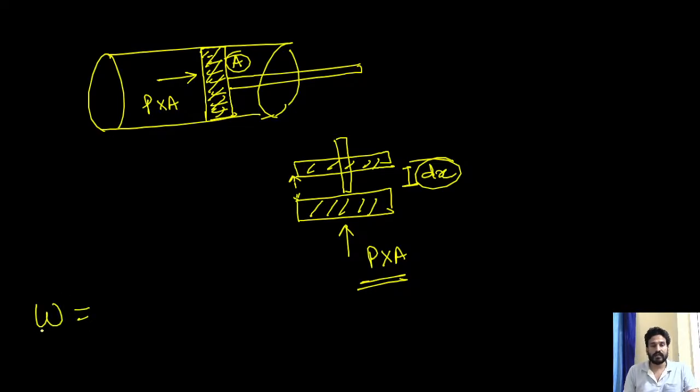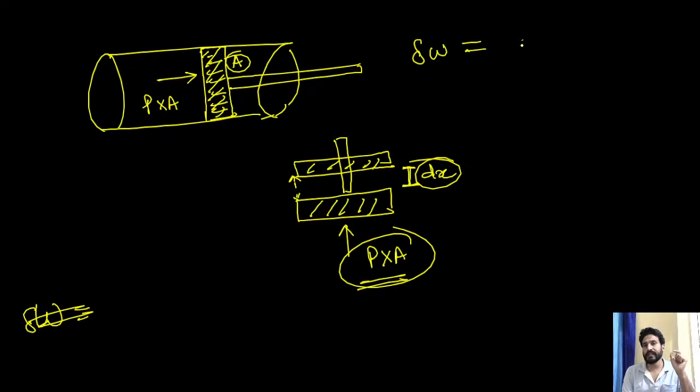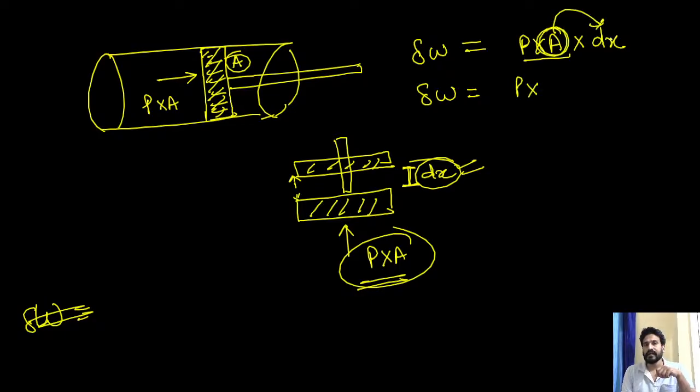What is the work done? In this small displacement, there is a small work done. That's why I write del W. Del W means a very small work done, equal to force. Force is pressure into area, multiplied by displacement. What is the displacement? Dx is the displacement. Del W is equal to P multiplied by A dx. A is the area and dx is the change in the length, you can say. So it is my change in the volume. Yes or no? A into dx is my change in the volume.